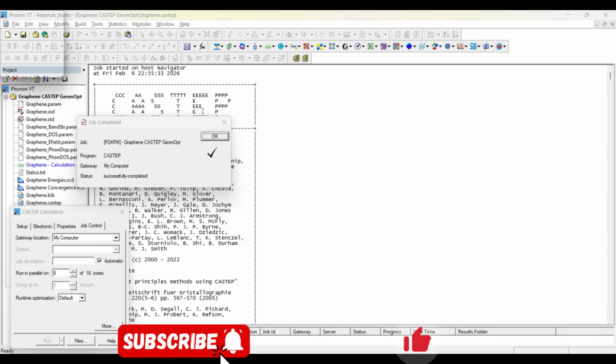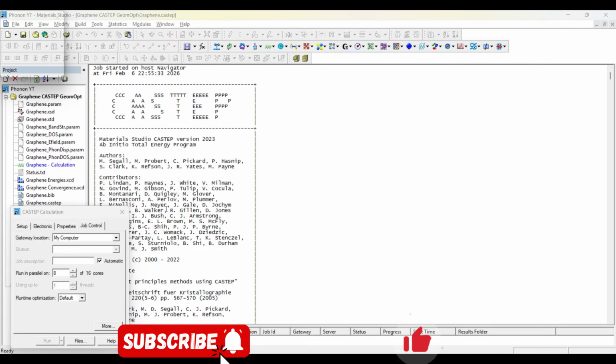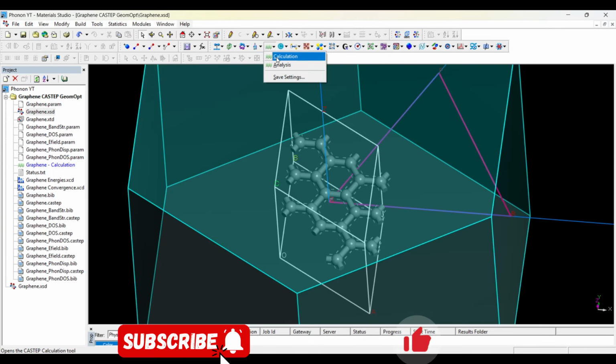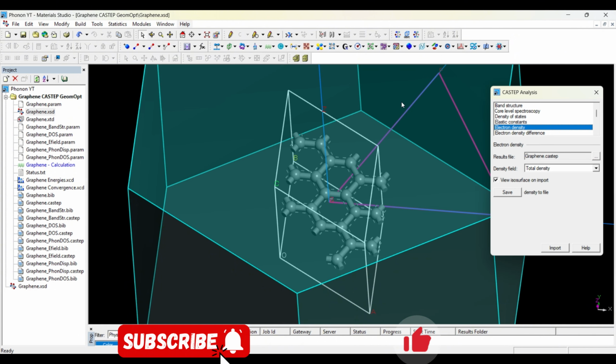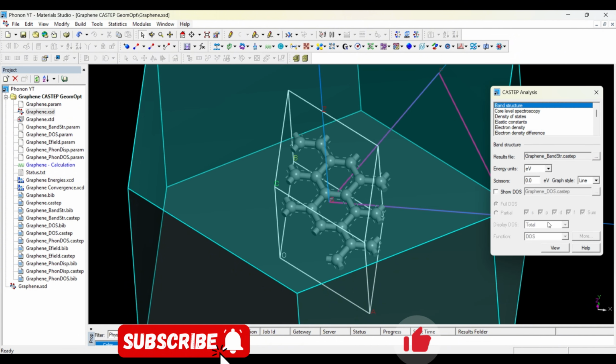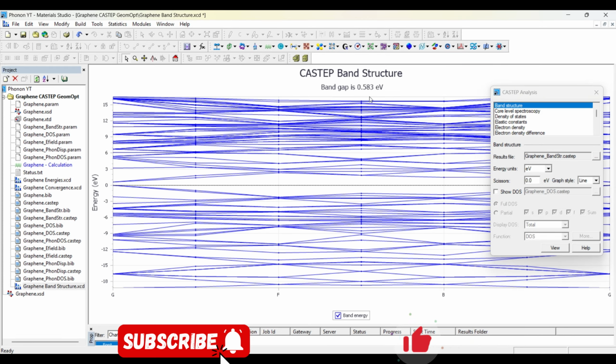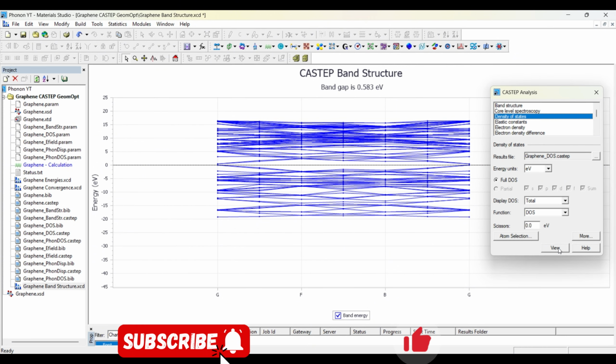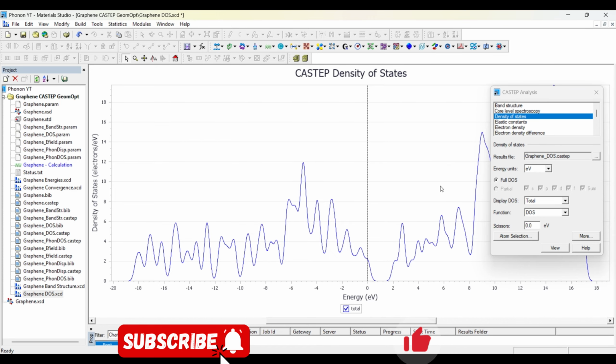It is completed now. Now let's analyze the result. Open up the structure, go to CASTEP and analysis. Here, band structure. See, this is the band structure of graphene, and this also has a very short band gap. This is the density of states, simple density of states.